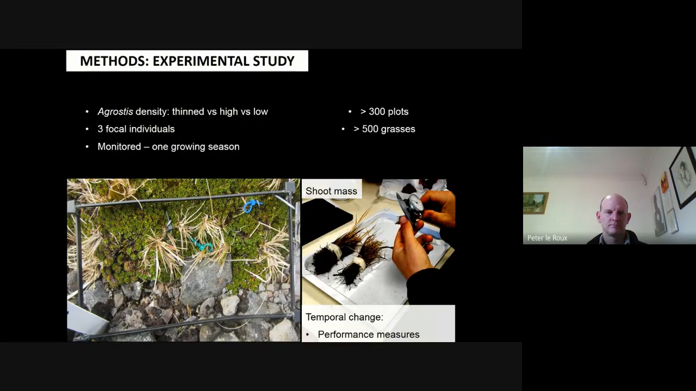Now, moving on to the experimental component. Here we experimentally thinned Agrostis to lower its density within plots, and then compared the performance of Agrostis in these thinned plots to the performance of the grass in high-density Agrostis plots and low-density Agrostis plots. 3 grass individuals within each plot were randomly selected and were monitored for a growing season to determine their survival, growth, and reproductive effort.